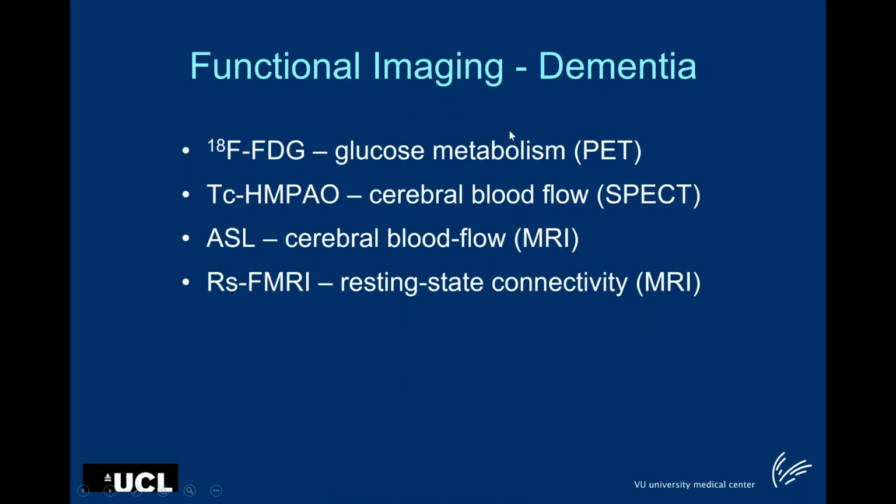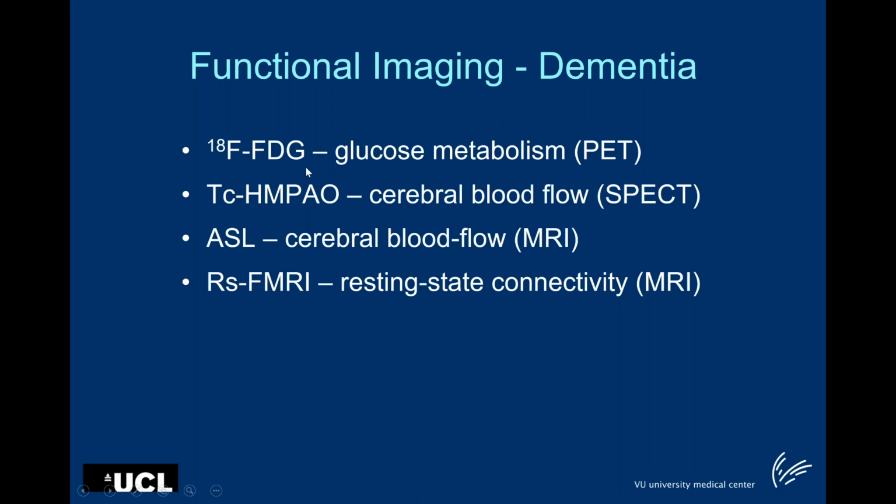So also closer to disease onset are functional imaging techniques. Remember, on one side we had structural imaging, which is late: MR, CT. Molecular imaging, some of it is very early, some of it closer to disease onset. And then we have the functional imaging, which is roughly in between.